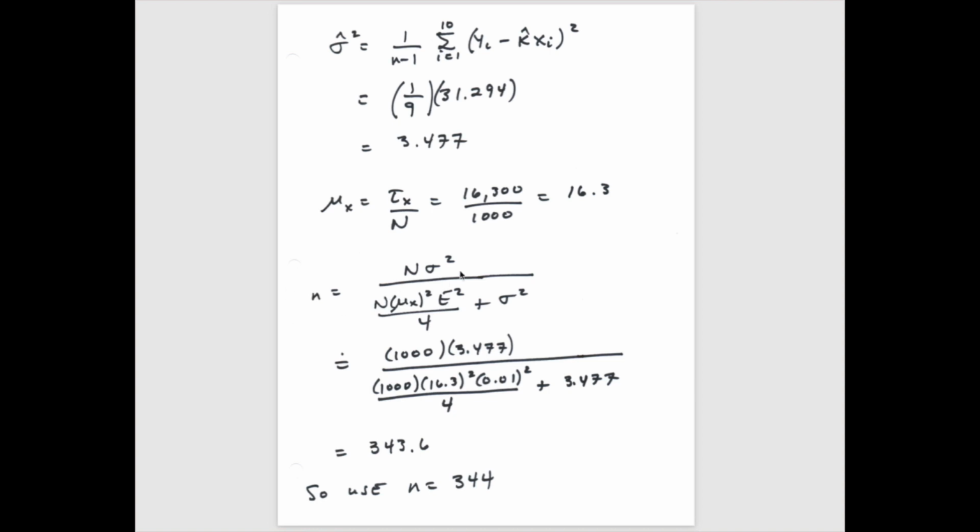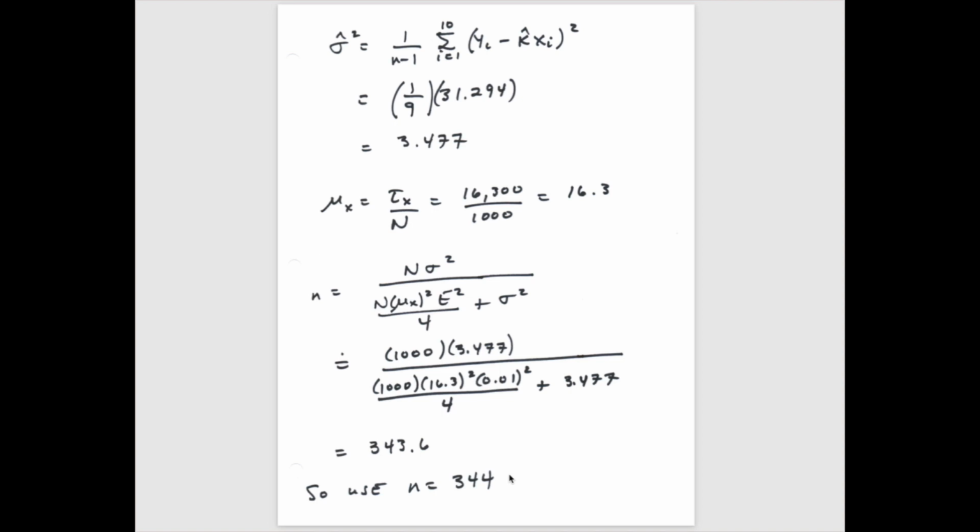And again, note that we don't know the true value, the actual value of the population variance, and so we're having to estimate it, and that estimate is sigma hat squared, equal to 3.477. Once we plug those values in, we get a sample size value of 343.6, and since we can't have fractional sample sizes, we'll use the next larger integer, which is 344.